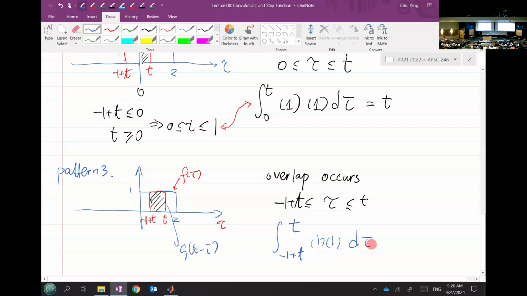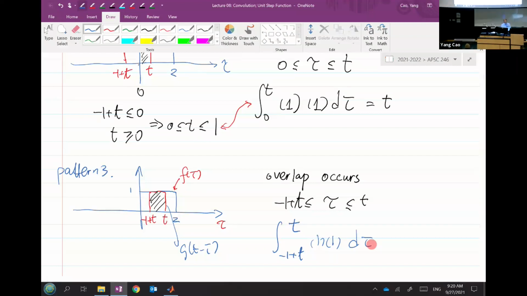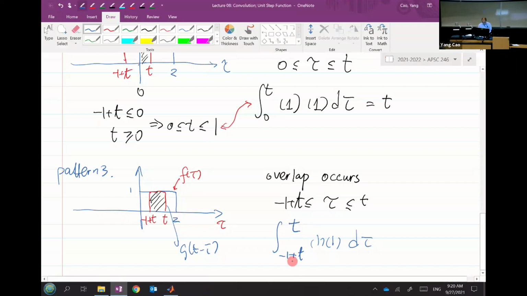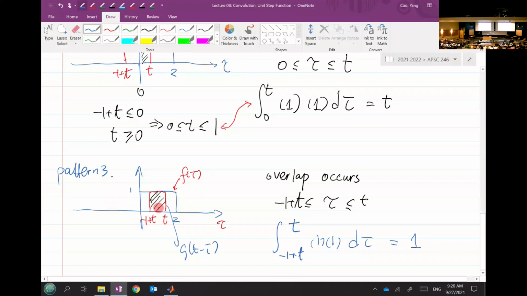That's pretty straightforward. Then you get very simple integrals. So t minus (-1 plus t), and you actually get a 1. As a matter of fact, you can verify, does a 1 make sense? Because you see right now, this is the overlap, and you're integrating this, basically you're getting the area of this overlapped region. And the area of the overlapped region is 1 times 1, which is 1. So that makes perfect sense.